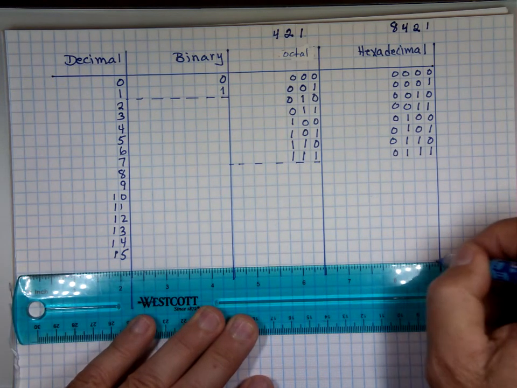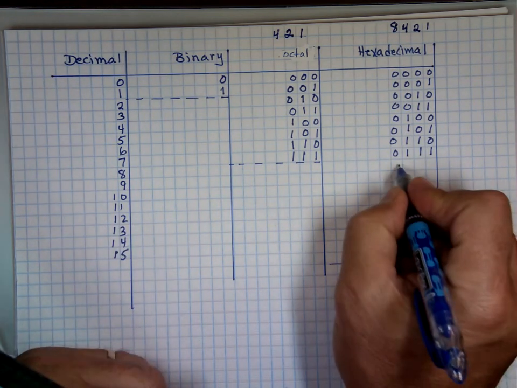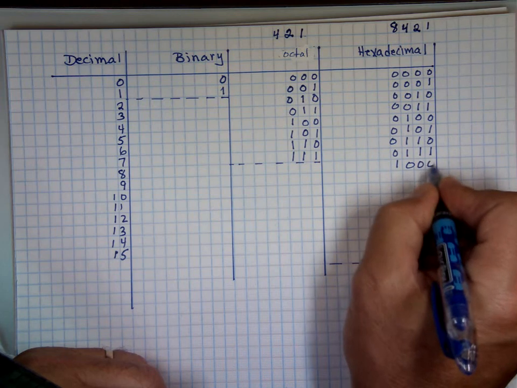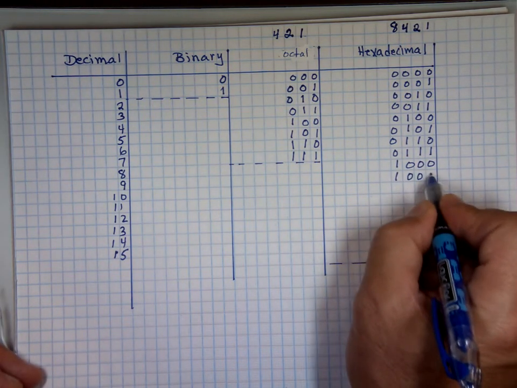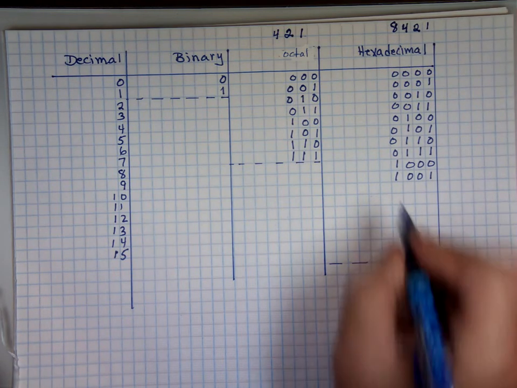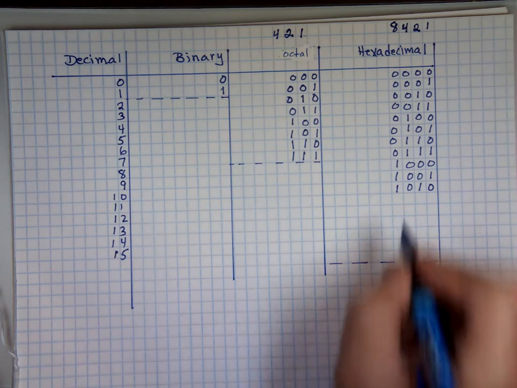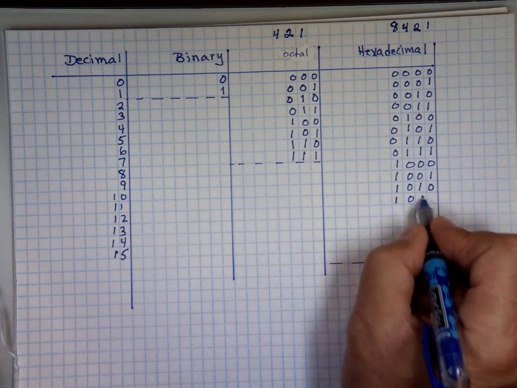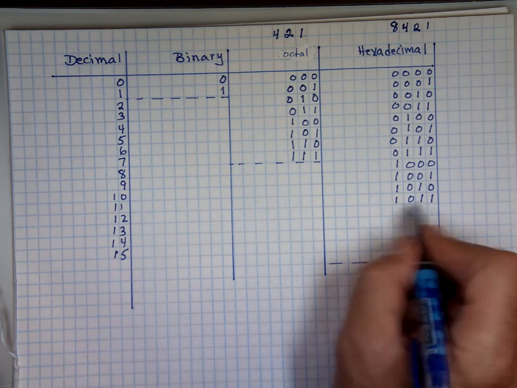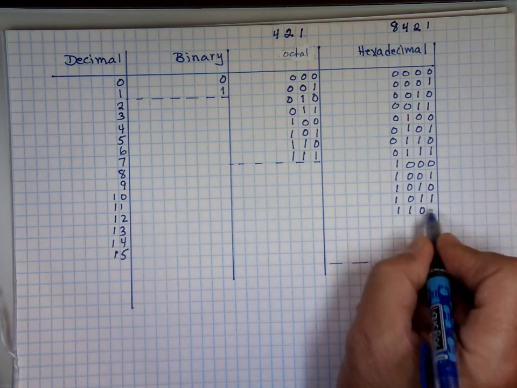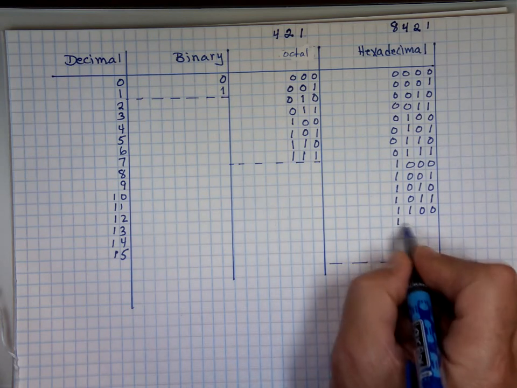So the 8 is going to be 8 plus nothing. The 9 is 8 and 1. The 10, 8 and 2. 11, 8 and 3. 12, the 8 and 4. 13, 8, 4 and 1. 14.